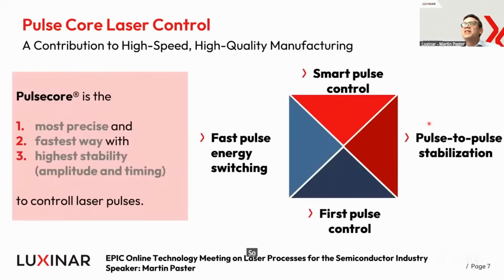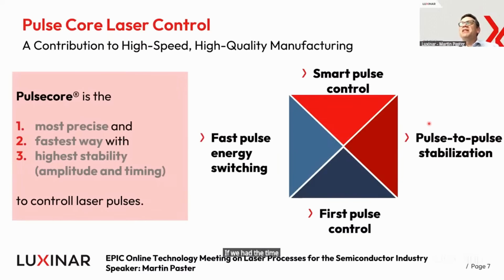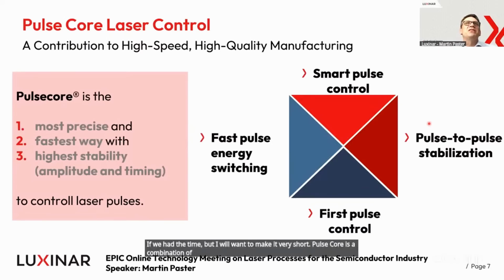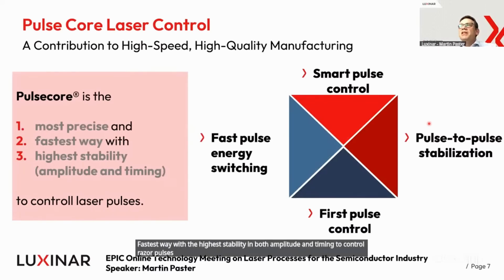So what does Luxinar provide for this? We call this Pulsecore technology, and I could talk for an hour and a half if we had the time, but I want to make it very short. Pulsecore is a combination of features that we have put into the laser, and I want to bring it down to 3 simple points. Pulsecore is the most precise, fastest way with the highest stability in both amplitude and timing to control laser pulses. This is what we stand for, and this is what our focus and development is for. What does this mean for you?